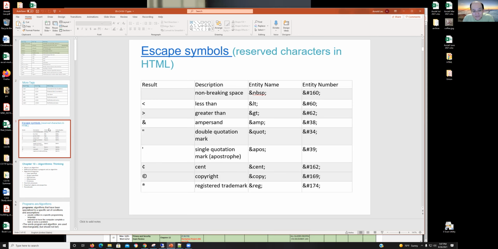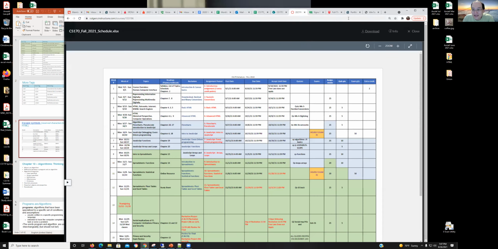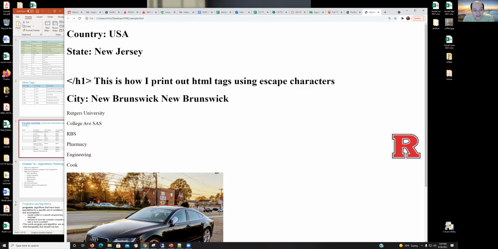You remember the escape symbol? That was part of what I demonstrated over here, right? So I was able to show this, and it doesn't get confused between printing this as text versus interpreting this as an H1 tag, okay?